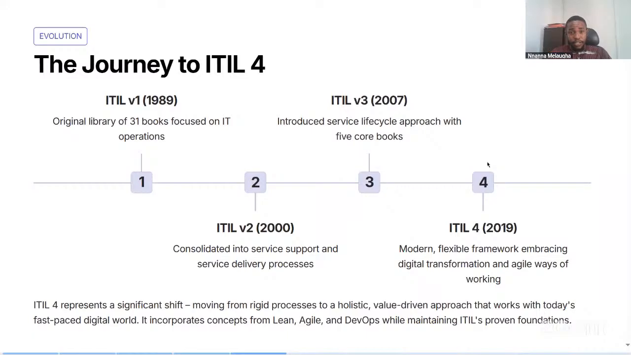So this is looking at the journey of ITIL, right? Started in 1989, went over to version 2 in the 2000s, version 3 in 2007, and it became more flexible and more holistic in 2019. ITIL 4 represents a significant shift, moving from the rigid processes used previously to a more holistic and value-driven approach that works with today's fast-paced digital world, right? It incorporates lean, agile, and DevOps while maintaining ITIL's proven foundations.